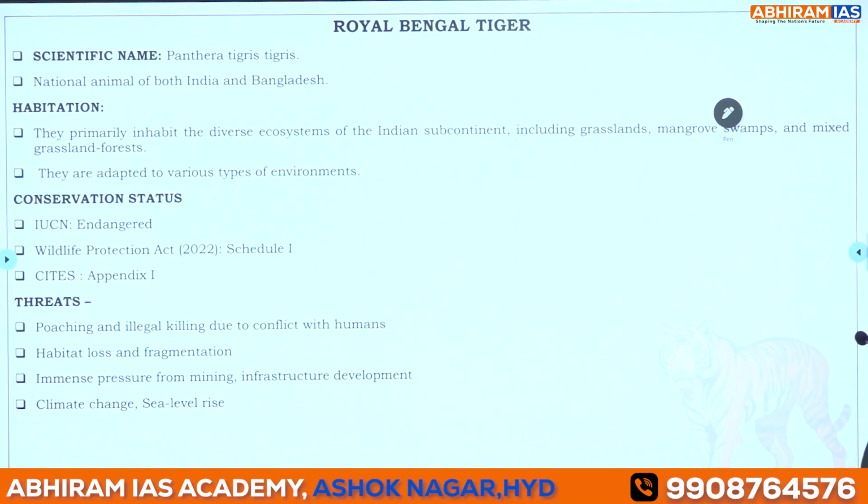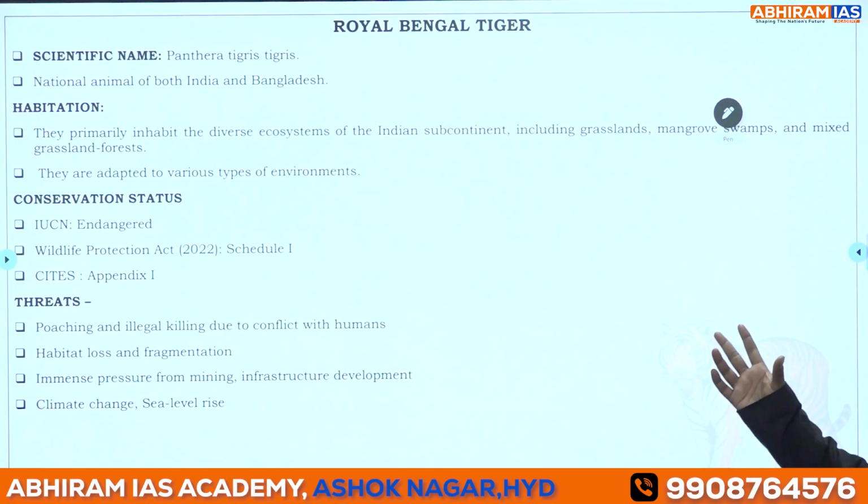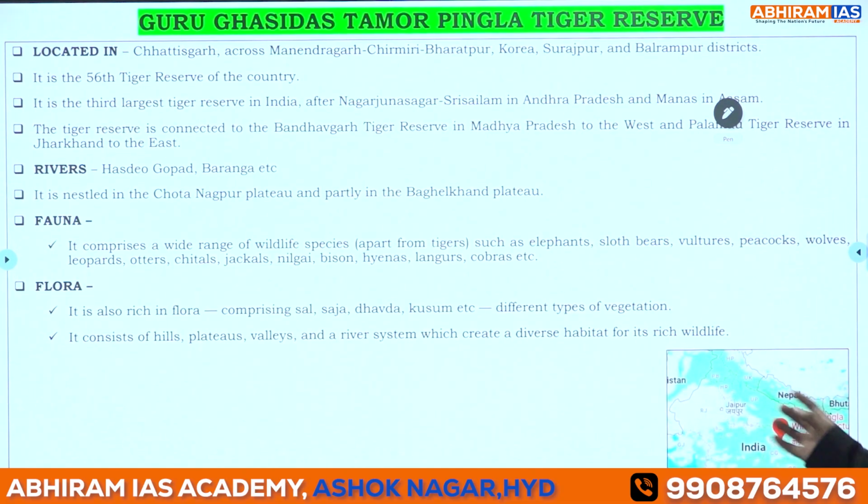Next, Royal Bengal Tiger. Already we discussed about this, no? When we discussed about Bycatch Alliance. Next, Guru Ghasidas Tamor Pingla Tiger Reserve. This is Chhattisgarh. This is the 56th Tiger Reserve of the country. Okay, it is the largest tiger reserve in India after Nagarjuna Sagar Srisailam and Manas.